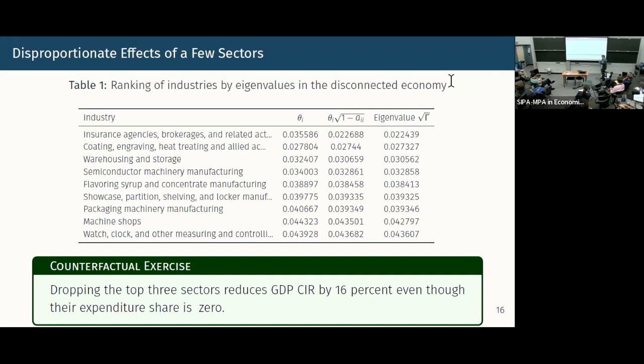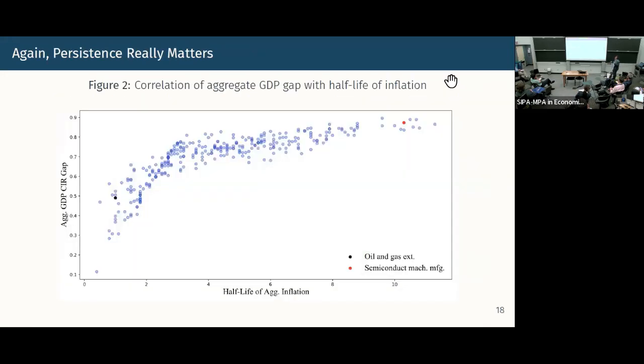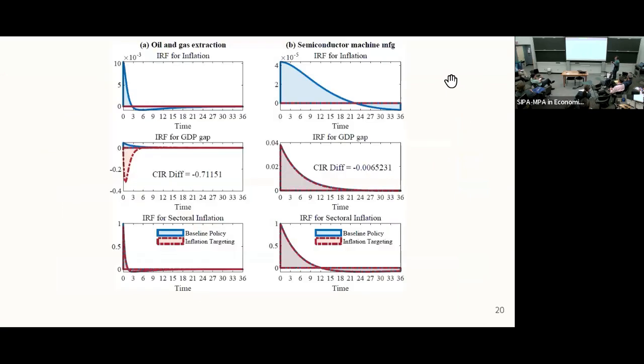So even though there's a trade-off between the impact response of inflation to a monetary shock versus its persistence, what really governs the effect of each sector on the aggregate GDP response, or GDP gap response, is their persistence, which depends on the network and price stickiness. Okay. We have some results in the paper for sectoral shocks as well, but I'm just going to stop there and wait for questions. If not, I will spend 1 minute to explain.